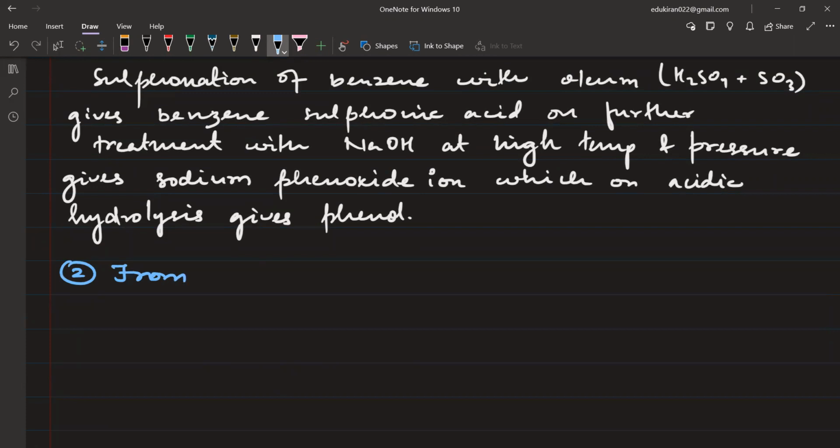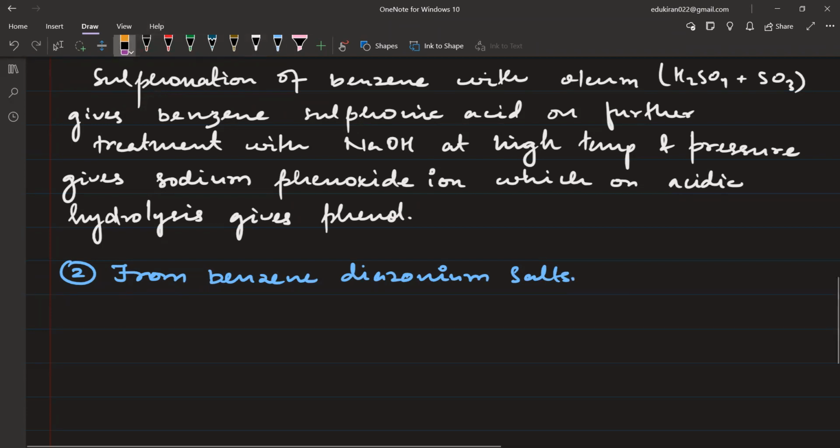Second, you'll write from benzene diazonium salts. So in the first line, sulfonation of benzene with what is that? Oleum.